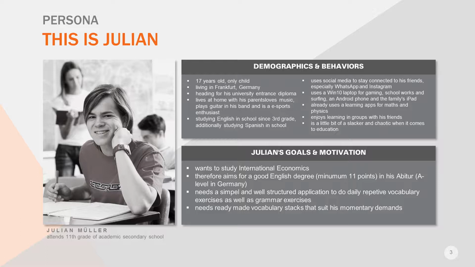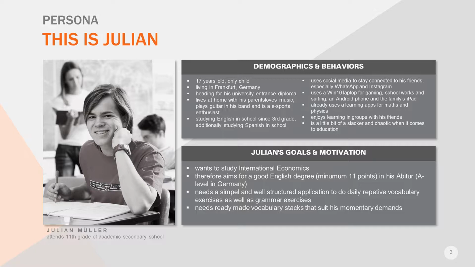Julian is 17 years old and lives nearby Frankfurt, Germany. He's in his last year of school and he's heading for his university entrance diploma next year. He's been studying English since 3rd grade. Julian still lives at home with his parents and he spends a lot of his spare time playing guitar in his band and doing sports. He's a typical young man of his age, which means that he uses social media a lot to stay connected with his friends, and he uses a laptop, a tablet, and of course his smartphone.